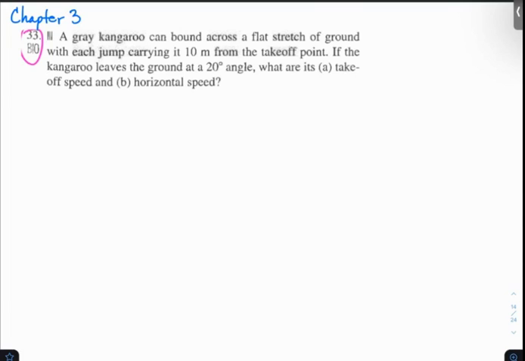All right, I've had requests for chapter 3, number 33, the kangaroo problem. Here we go. This one is a little bit tricky, so if you're struggling with it, you're not alone.